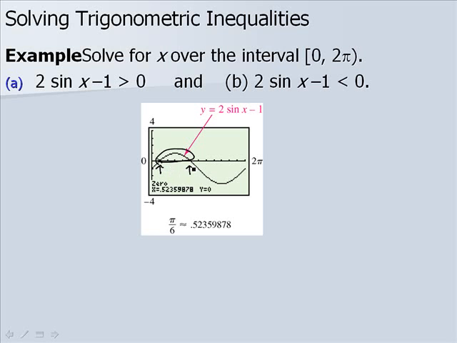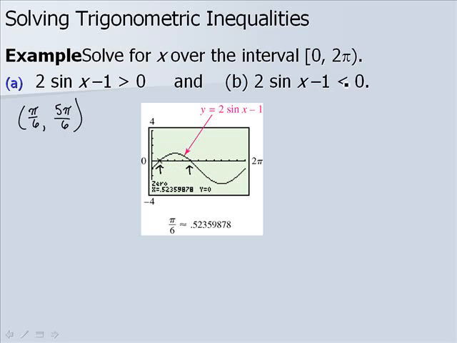So the answer would be between pi over 6 and 5 pi over 6 in interval form. And we use parentheses since we don't have an equal to here. If it had been an equal to here, we would use brackets to indicate that we include these two endpoints.